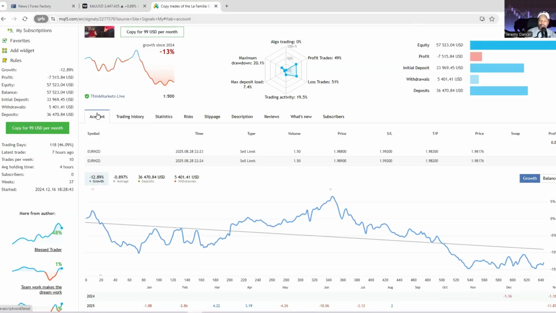So even if that means taking smaller profits, that's much better than having more losses.